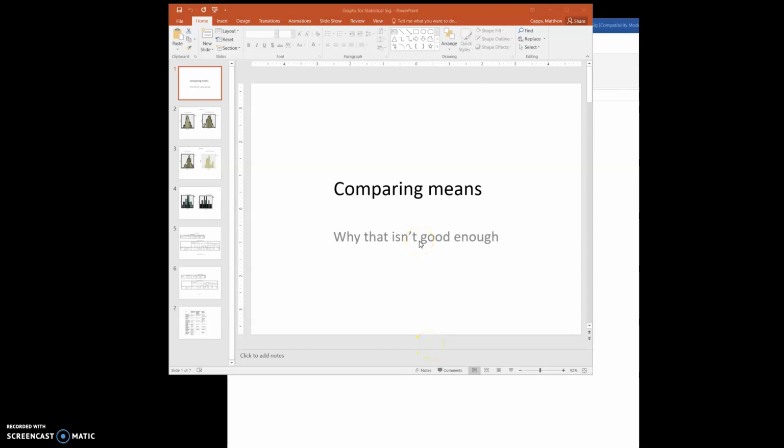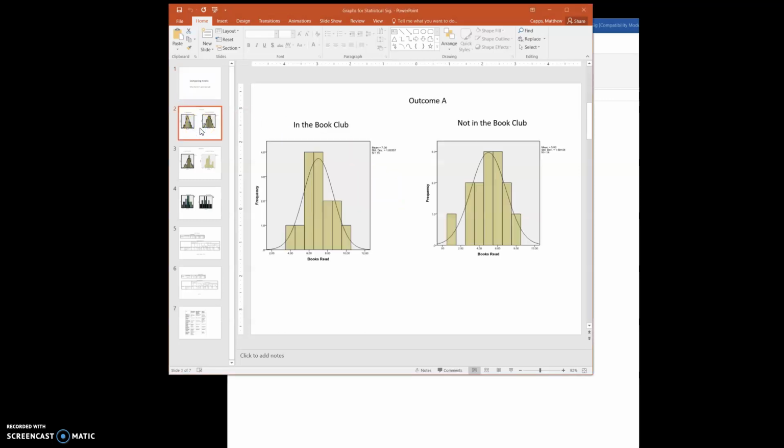Okay, so the second issue that I want to bring up about why we don't do a good job of solving problems in schools has to do with the means. Now, again, going back to the other video, we're going to assume for just a minute we're actually supposed to be using means here. So I'm going to give you an example of a situation where somebody wanted to see if being in a book club would make a difference or not in terms of the number of books read.